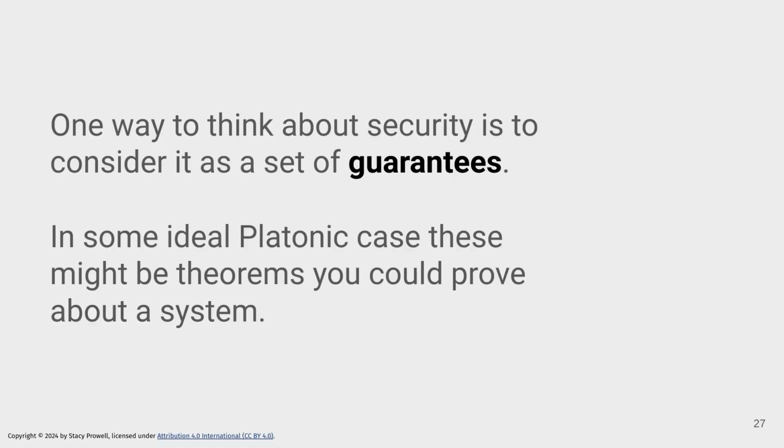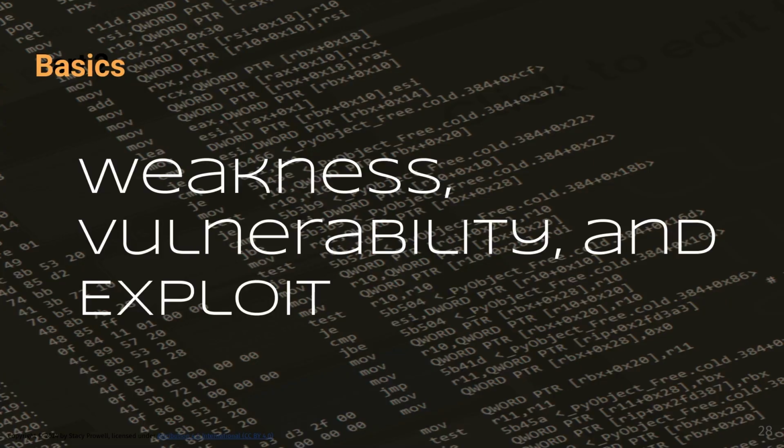So one way you can think about security is to consider security to be a set of guarantees. Okay? And ideally there would be theorems you could prove about a system based on these guarantees. Alright, so let's go ahead and clean up some language. We've been saying vulnerability, weakness. Let's go ahead and try to nail down what those things are.